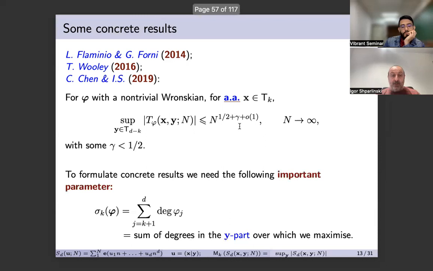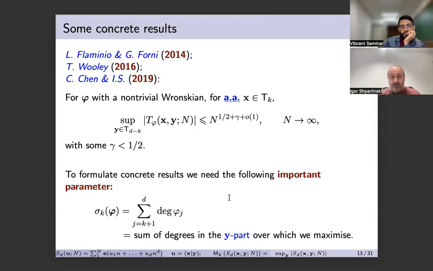Now, the following parameter is also very important. It's the sum of the degrees of polynomials over which we maximize. So it's the degrees of polynomials with coefficients y1, ..., yd to the minus k. So this kind of y part is a degree of non-freedom. It's for which we take all values of the vector y. So it's a sum of degrees of those polynomials.